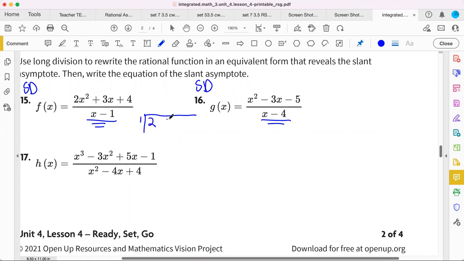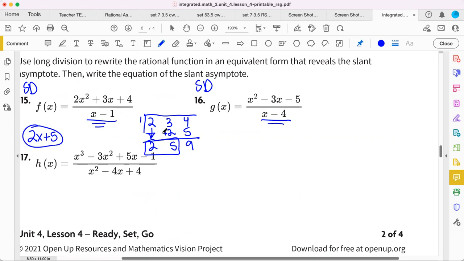I'm using my coefficients respectively. Drop the 2 like it's hot. 1 times 2 is 2. 3 plus 2 is 5. 1 times 5 is 5. 4 plus 5 is 9. So the slant asymptote is just built around this. So it's going to be 2x plus 5. That'll be the slant asymptote.